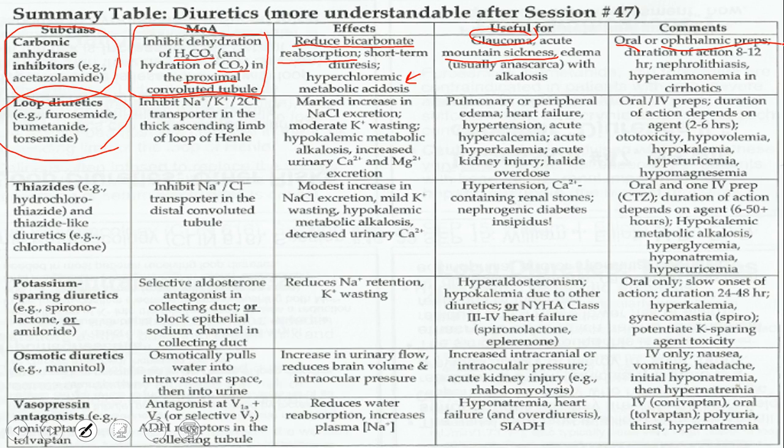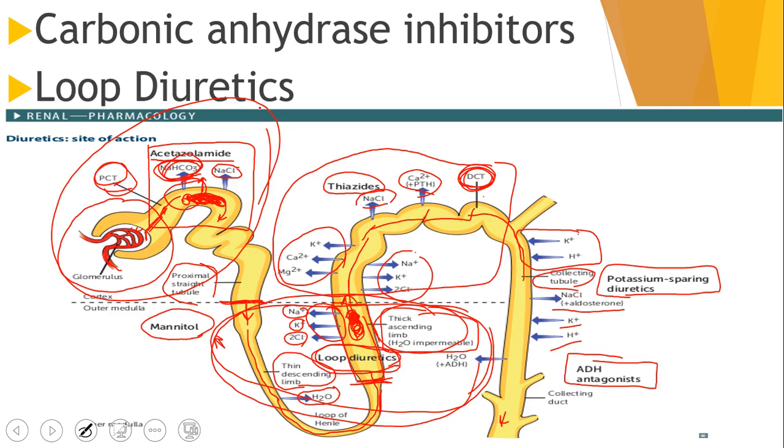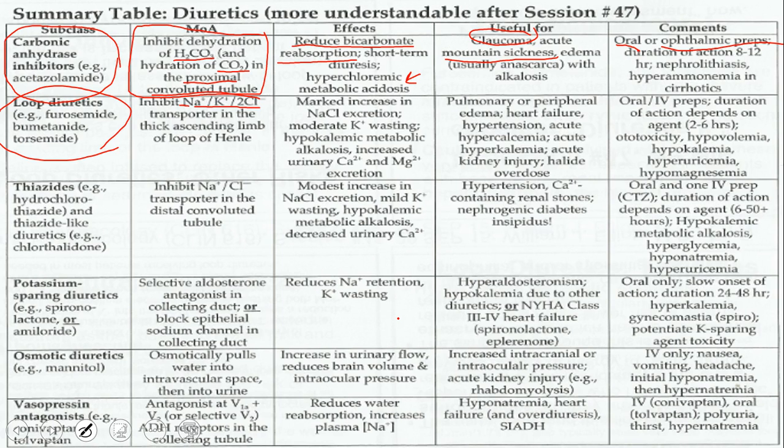The other drug we're going to be talking about is the loop diuretics. They inhibit the sodium potassium chloride pump. So if we go back up here, and if you look at all this, you see that there is a sodium potassium chloride pump in the thick ascending limb, and this is where the loop diuretics take effect.